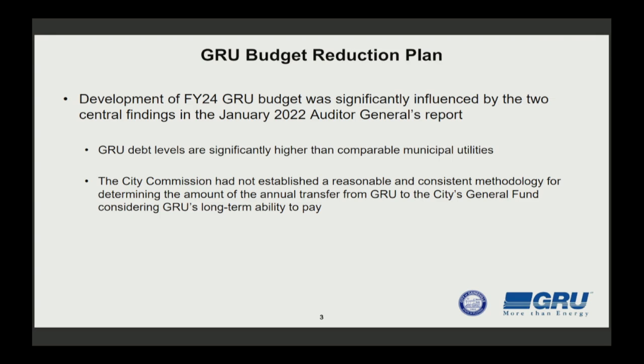As you might imagine, the 24 budget development was significantly influenced by 2 of the primary findings in the Auditor General's report. Number 1, that GRU has significantly more debt than a comparable municipal utility, and that the City Commission has never, no, that's not true, not never established. We haven't currently established a transfer formula methodology that was reasonable and consistent with GRU's ability to pay.